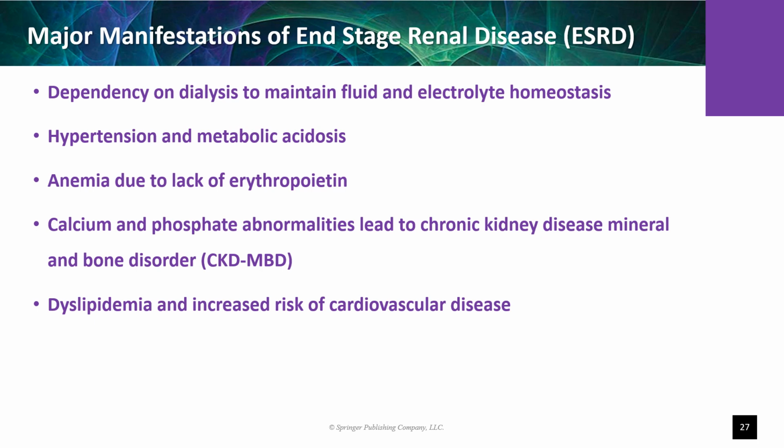Beginning at stage 4 and continuing through stage 5, the CKD fluid and electrolyte homeostasis becomes progressively disordered, and the individual will need regular dialysis treatments. Anemia is very common, resulting from shorter red blood cell lifespan and a decrease in erythropoietin. Hypertension and metabolic acidosis are common.